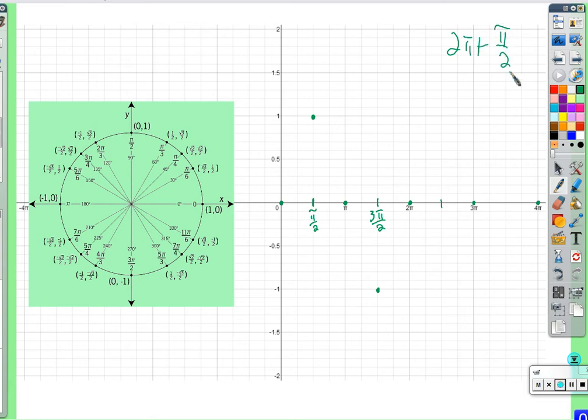Now we just need to get a common denominator of 2, so 2 pi becomes 4 pi over 2, plus 1 pi over 2, that's 5 pi over 2. And the next one would be 7 pi over 2, and 9 pi over 2. We add 2 to the numerator each time. So what is the sine of 5 pi over 2? 5 pi over 2 puts us right here.